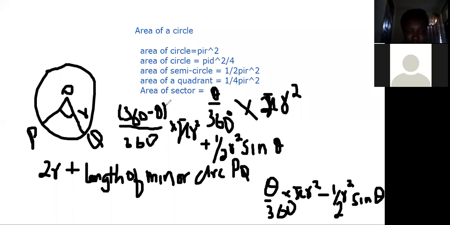So the area of a major segment is 360 minus theta all over 360 times pi r squared plus half r squared sine theta. And I've taught you what a segment is in the previous diagrams. I showed you what the major segment is. So that's 360 minus theta all over 360 times pi r squared plus one over 2 r squared sine theta.